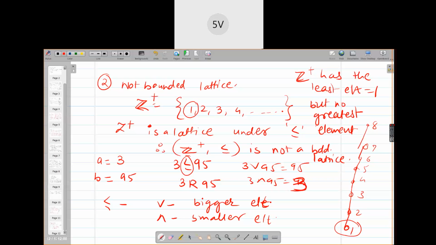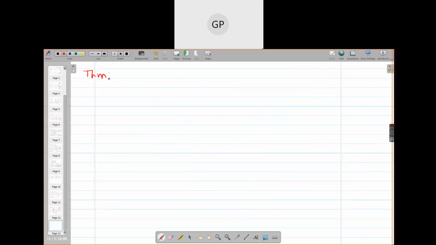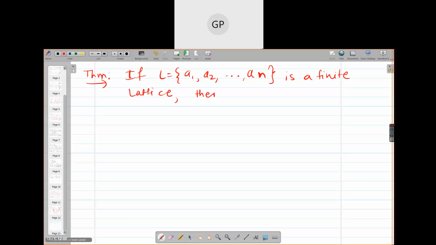Okay, so there is a theorem, we will just write the statement. If L is equal to {A1, A2, ..., AN} is a finite lattice, then it is bounded. That means it has the least element and the greatest element.